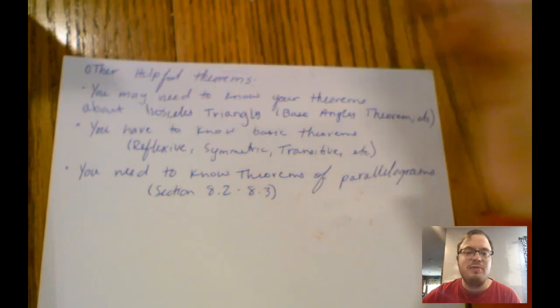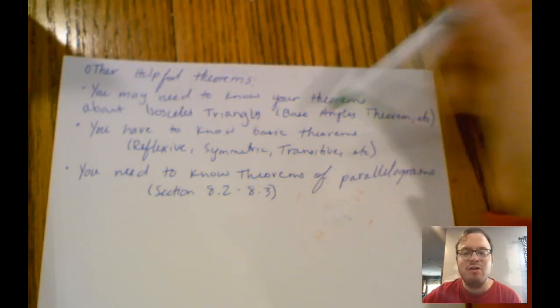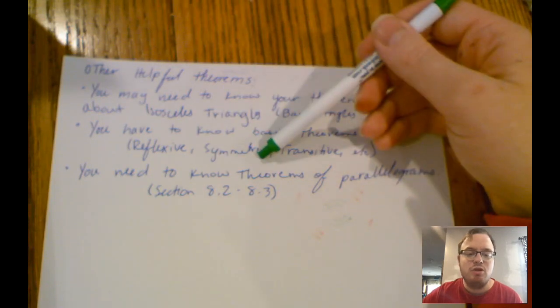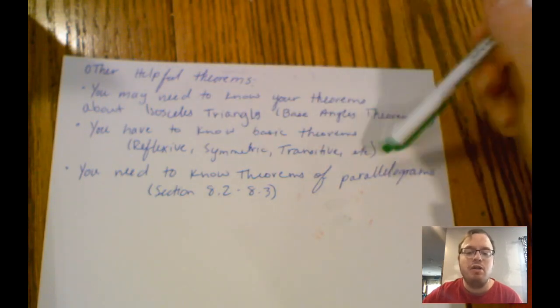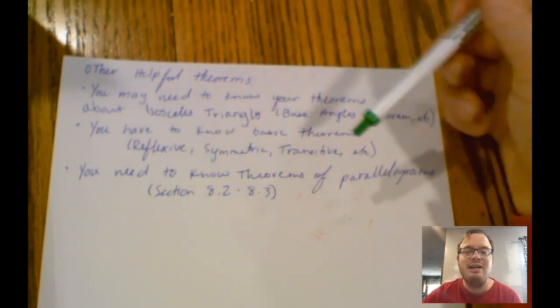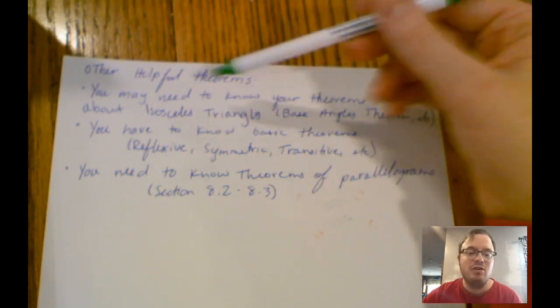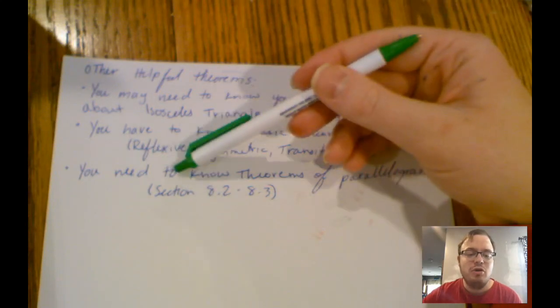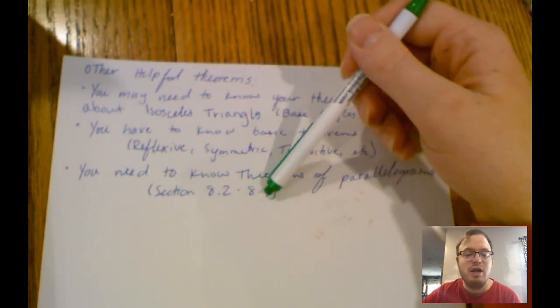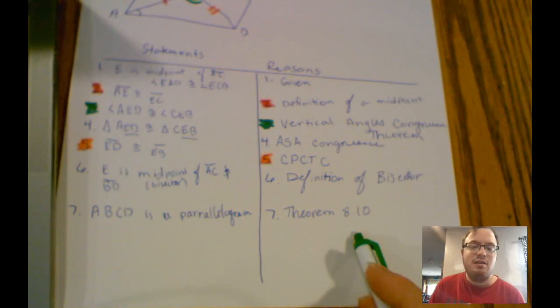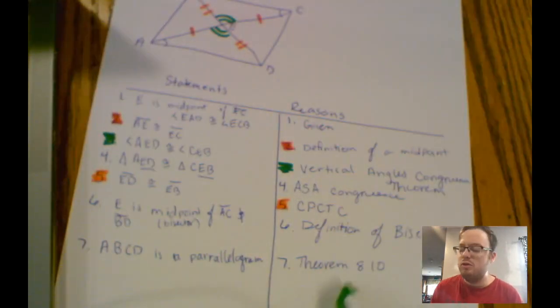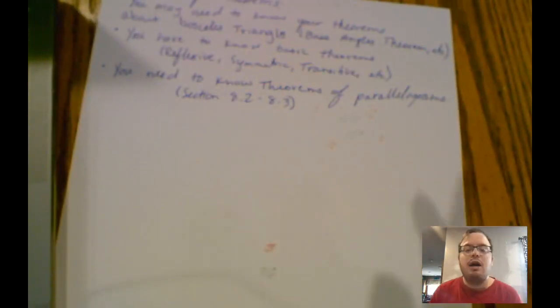Another good subcategory of theorems to look at is those basic theorems, like the reflexive property, symmetric property, transitive property, etc. All of those theorems that we had in chapter 2 very early on. These are the ones you're going to want to look over again, because, hint, you might have to use one of these basic theorems. And lastly, you probably should know your theorems of parallelograms, which is section 8.2 and 8.3, not so much section 8.1. An example would be theorem 8.10, which said that this was true. So you might have to use theorems like theorem 8.10 to help you prove what we need to prove for our proof on Monday.